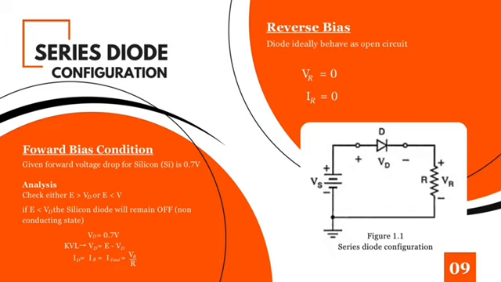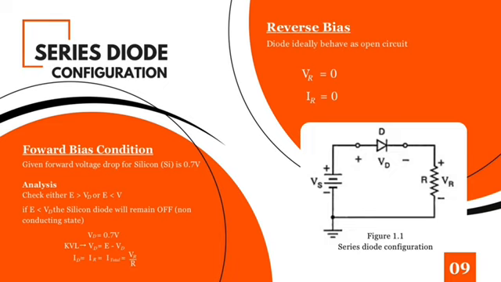The reverse bias scenario is when the diode's anode is connected to the negative side of the supply voltage and the cathode is connected to the positive side. In this case, the diode is essentially off and acts as if it's not part of the circuit at all, behaving like an open switch. You can visualize this in Figure 1.1 where the diode behaves as an open circuit.